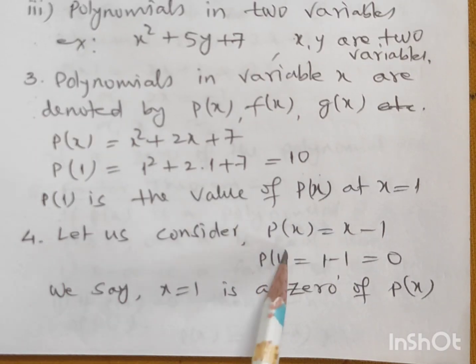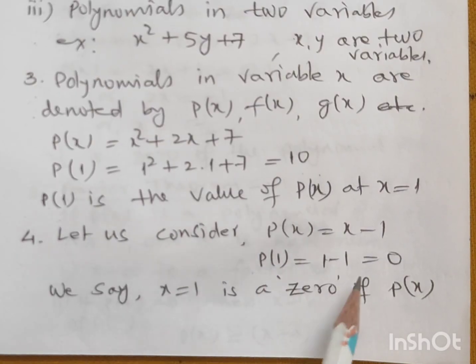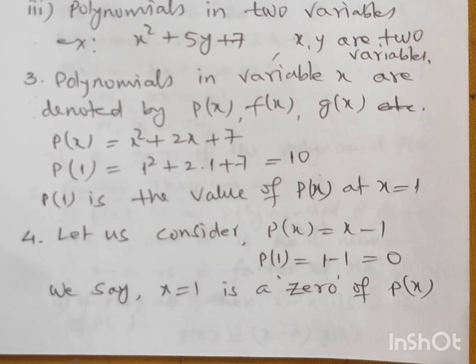Let us consider p(x) equals x minus 1. If we put the value of x as 1, we get p(1) equal to 0. We say x equal to 1 is a zero of the polynomial p(x).